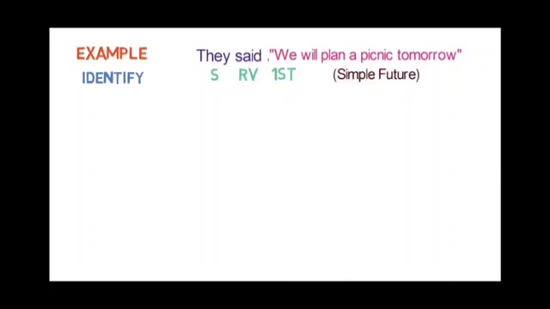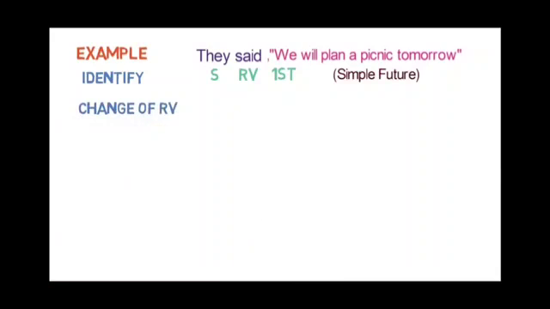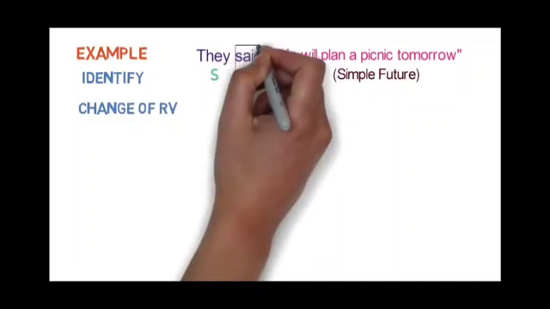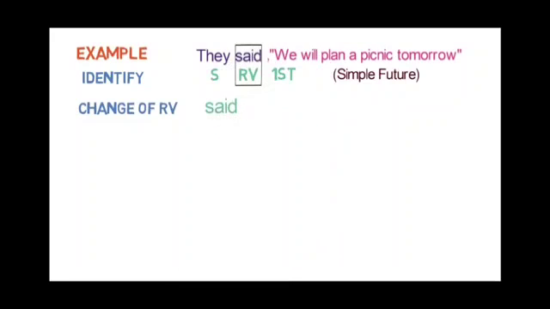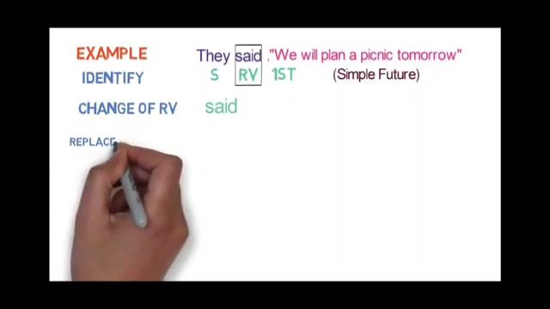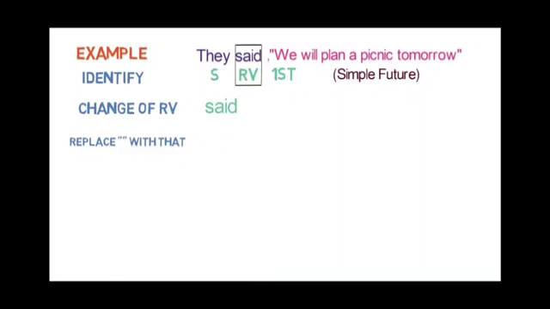Just see. Because to is not given, then what you will do? They said. Then said is said. No change. Okay. See here. Said is written. Then you will write again said here. After that, while removing the inverted commas, then you will write that. See how? They said that.